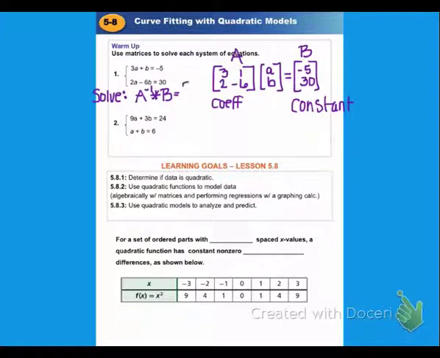So the first entry in that matrix will be whatever the A is, and the second one will be whatever the B is. So go ahead and pause the video now and solve questions 1 and 2 of the warm-up using matrix multiplication as a way of solving the system.